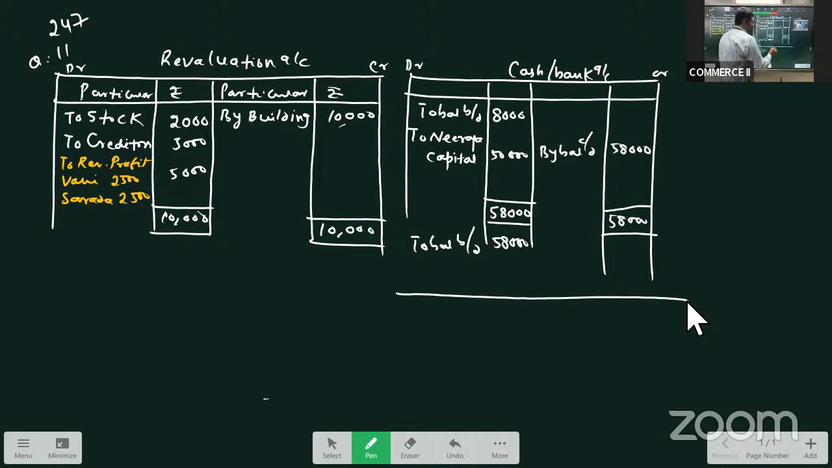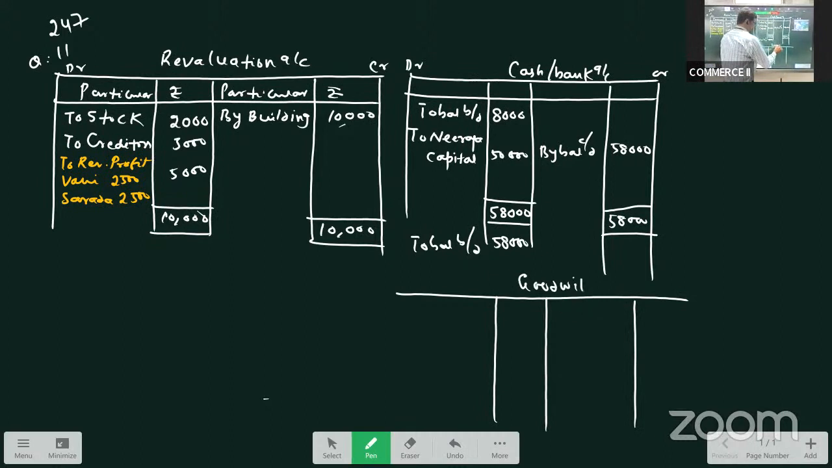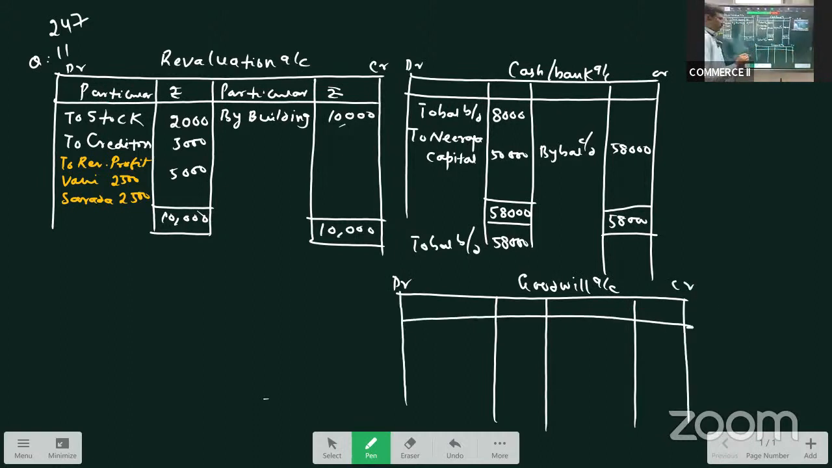Next we prepare the goodwill account. Very important again here, pay attention. This is the third method where goodwill is valued. It is not introduced or brought in cash. It is valued at 40,000. The goodwill of the firm is valued at 40,000, and the new partner did not introduce it in cash.